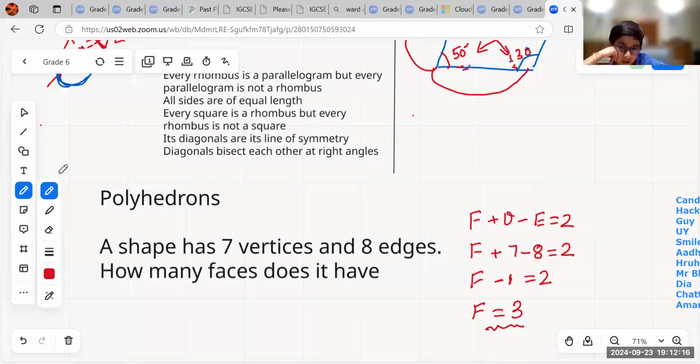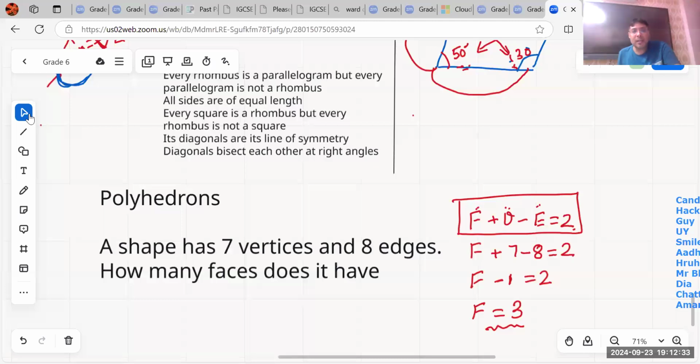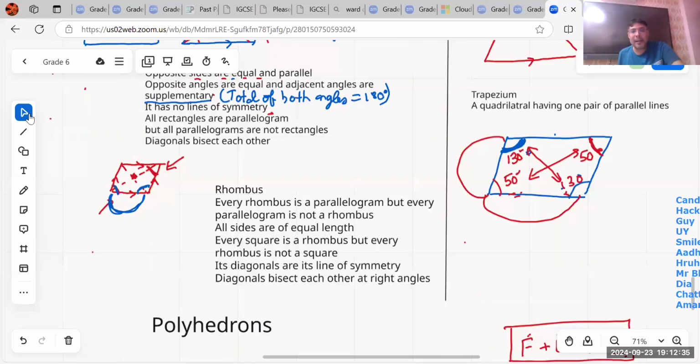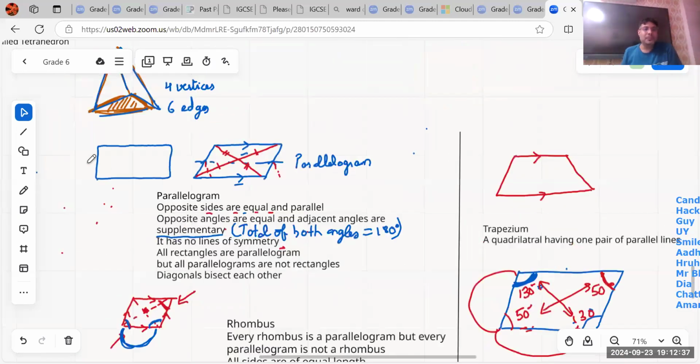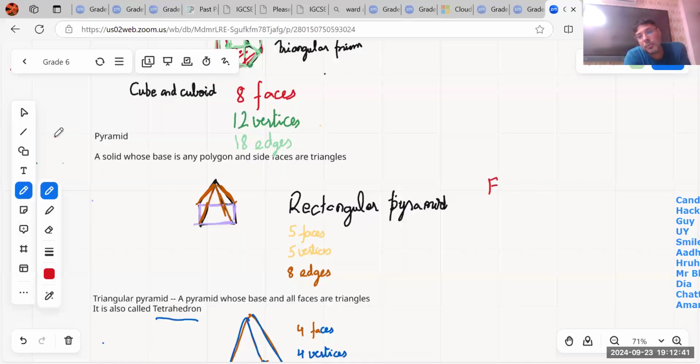Understood? So wait, I didn't understand. So we have this formula. Note down this formula. F plus v, faces plus vertices minus edges is equal to 2. Note down this formula. ये आप किसी भी सॉलिड में यूज कर सकते हो. फॉर एग्जाम्पल हमने देखा था रेक्टेंगुलर पिरामिड. ठीक है. Let me use this formula.